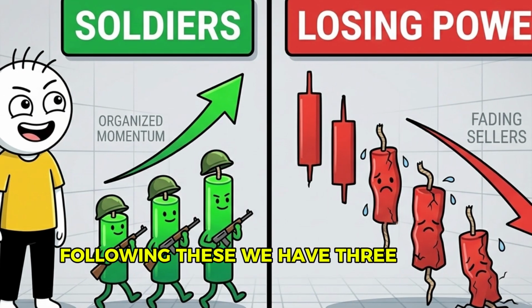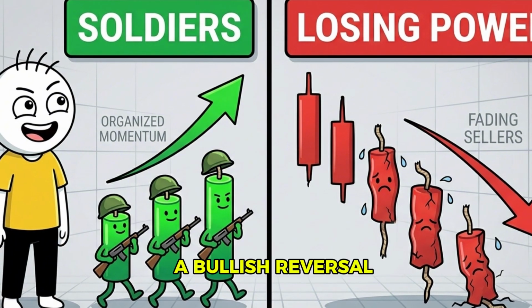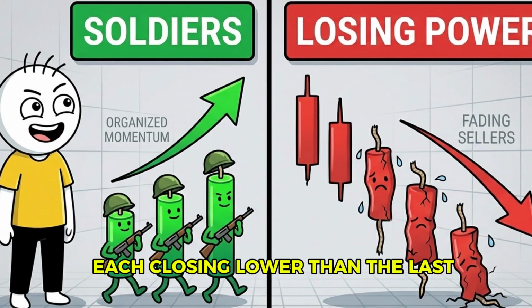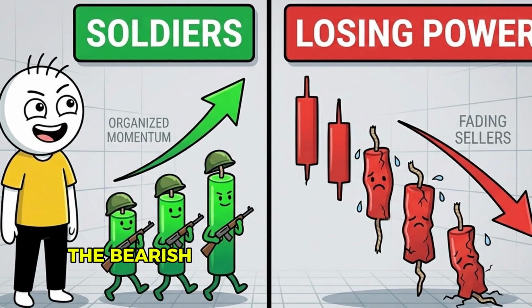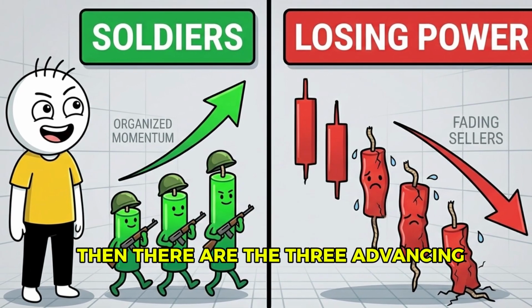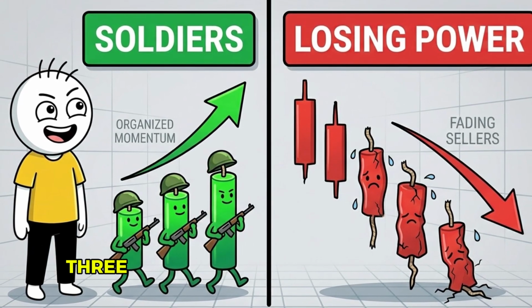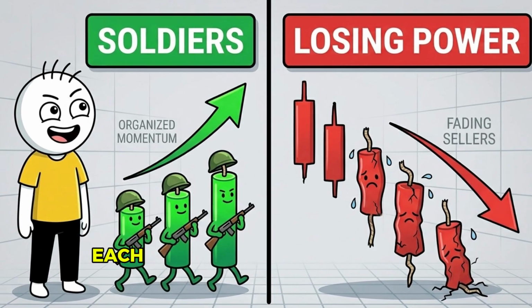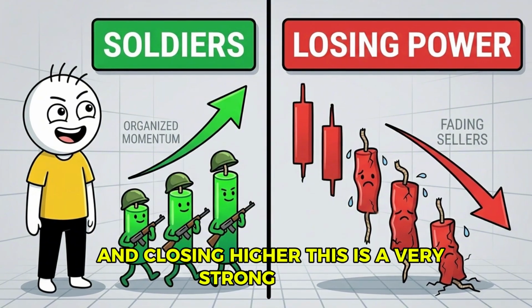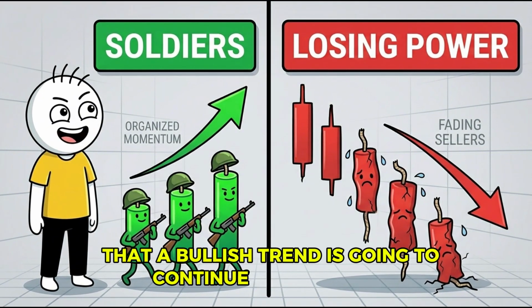Following these, we have 3 stars in the south, a bullish reversal consisting of 3 small-bodied red candles, each closing lower than the last. This suggests the bearish trend is gradually losing its strength. Then there are the 3 advancing white soldiers, 3 consecutive long green candles, each opening within the previous candle's body and closing higher. This is a very strong signal that a bullish trend is going to continue aggressively.